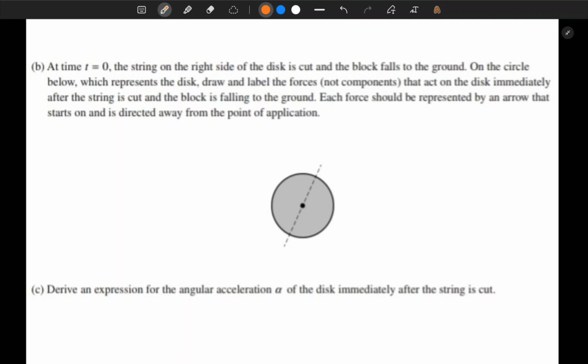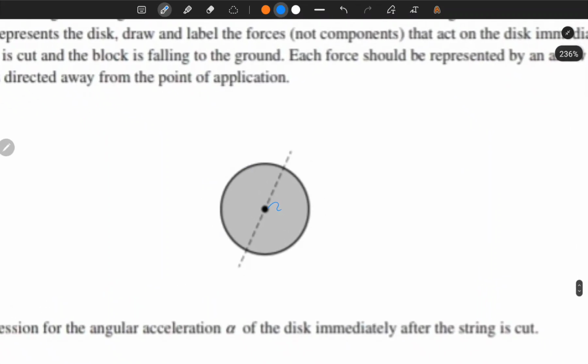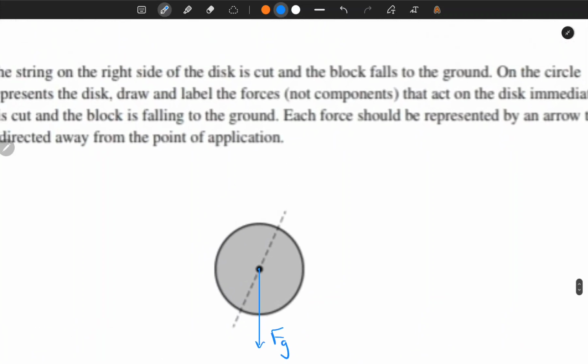To start, this is the wheel. So, at the center of mass of the wheel, which is this dot here, we have the force due to gravity. That always points directly downward. So this is the force due to gravity, Fg. Next, we have the normal force exerted by the axle, or the stand that's holding up the disk. So this is the normal force, Fn, and I'll say this is from the stand, or the axle.